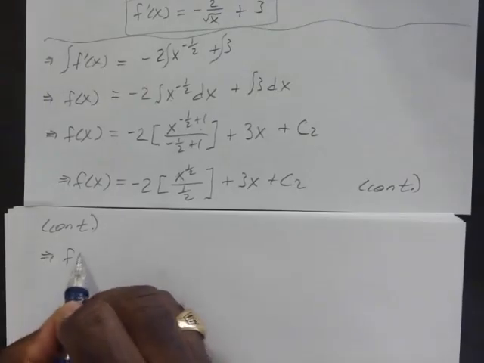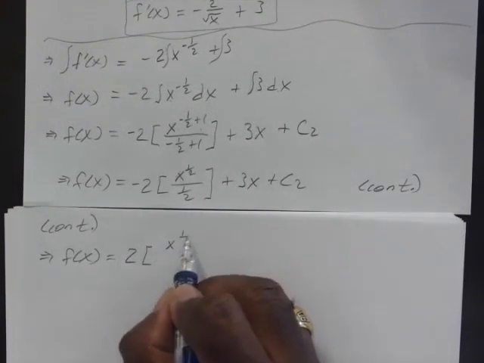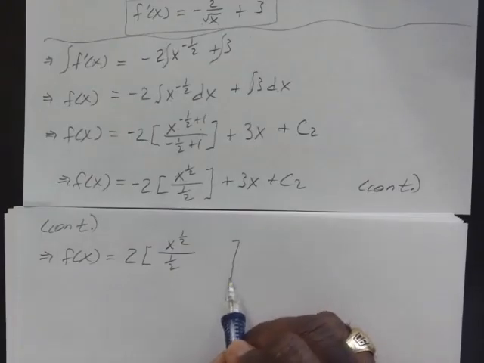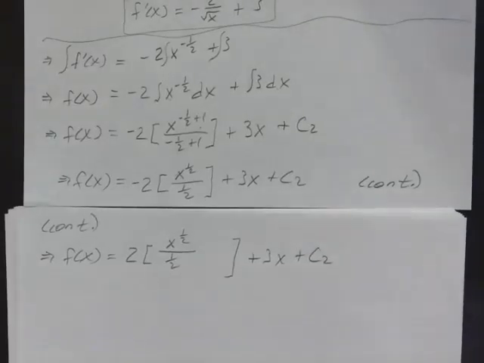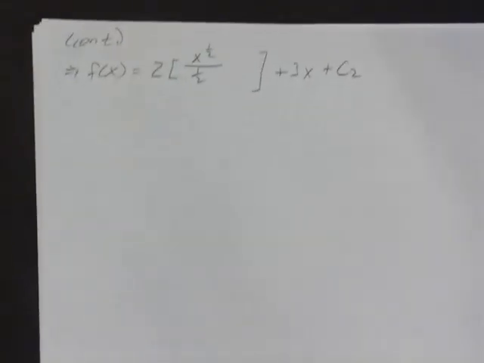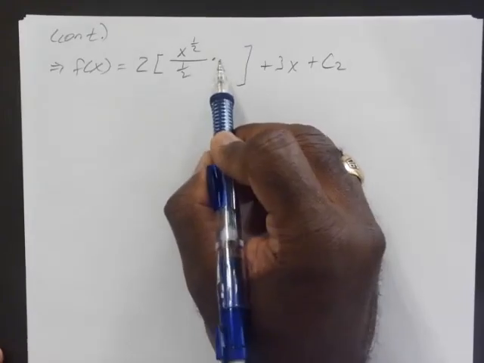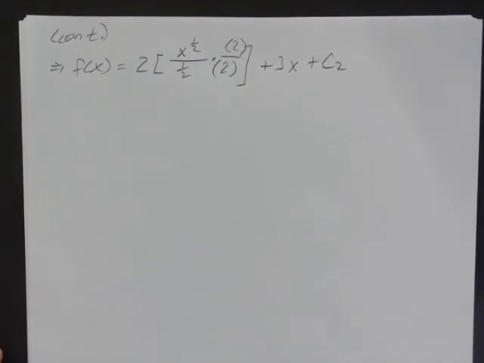Okay, so I'll just rewrite where we left off. F of x equals 2 times x to the 1/2 divided by 1/2. And I'll leave a little bit of room after that. Plus 3x plus C number 2. And we left a little bit of room because we want to get rid of that 1/2 in the denominator. So we're going to multiply it by its reciprocal. So we're going to multiply it by 2/2. Or you can say 2/1 divided by 2/1.